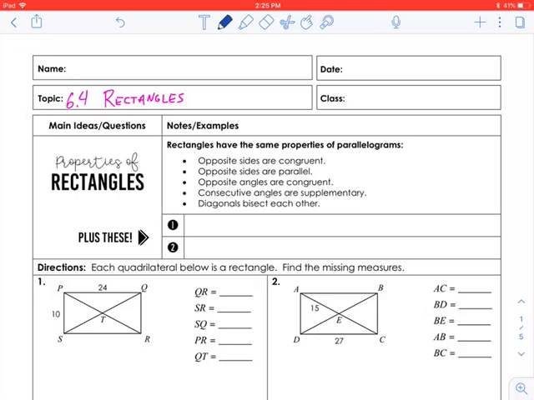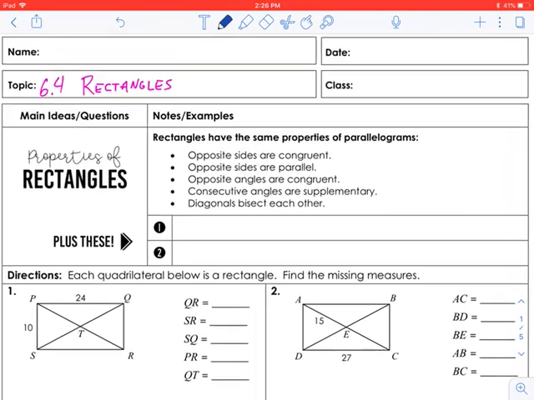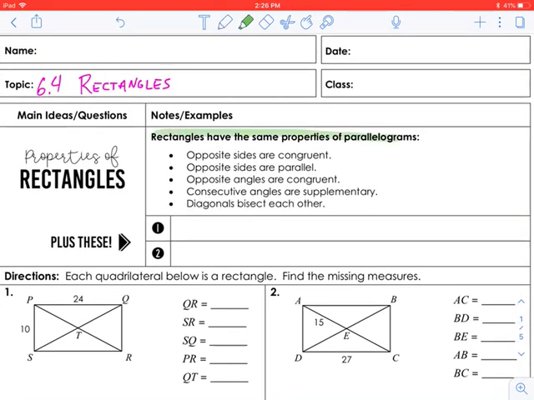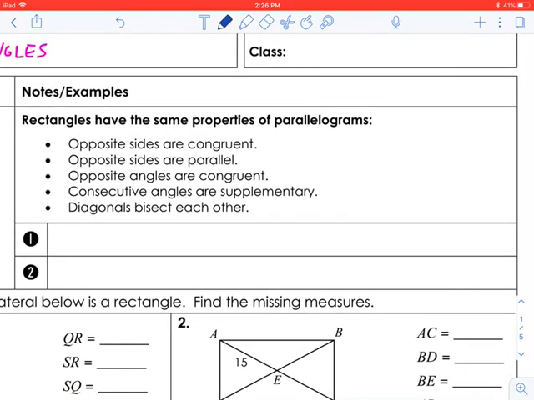All right, geometry. We are moving on with parallelograms to specific parallelograms. First with rectangles, then two others we'll get to. But with rectangles, you'll notice all of the characteristics of parallelograms apply here. So all of their opposite sides are congruent and parallel, just like before. Opposite angles are congruent. Consecutive angles are supplementary, and diagonals bisect each other. So all of that stuff is the same.